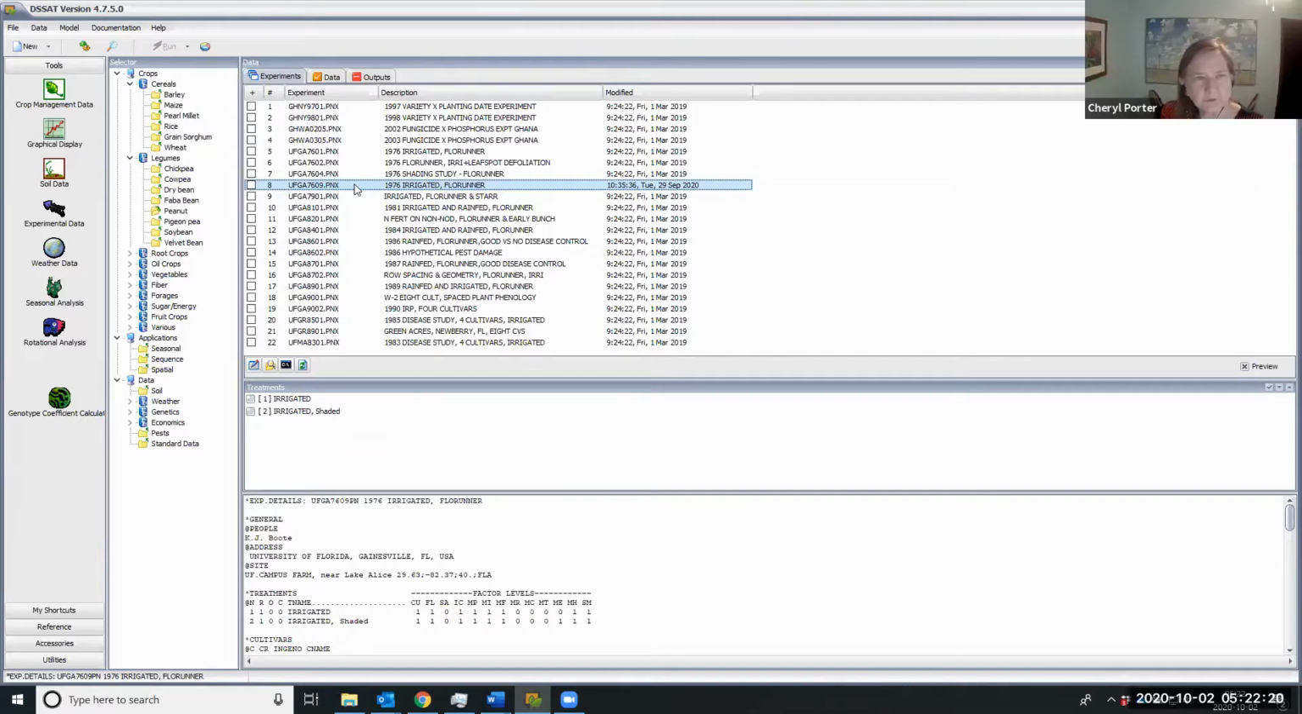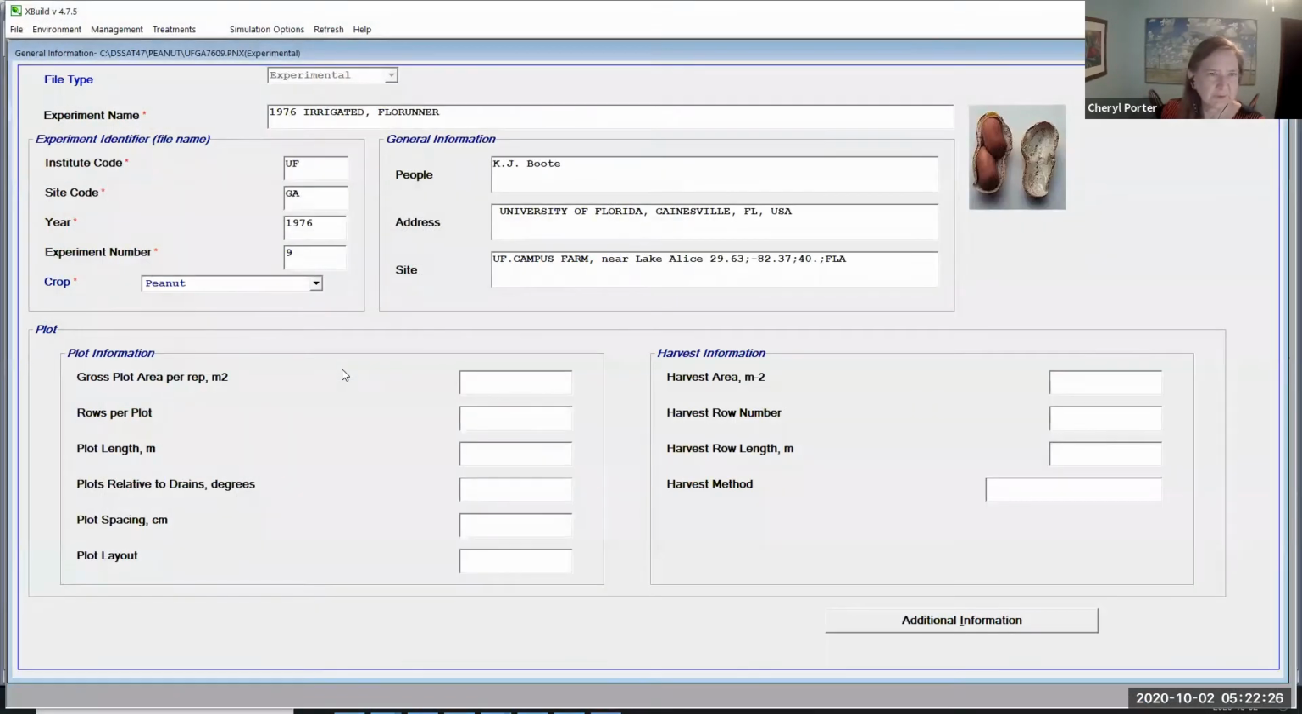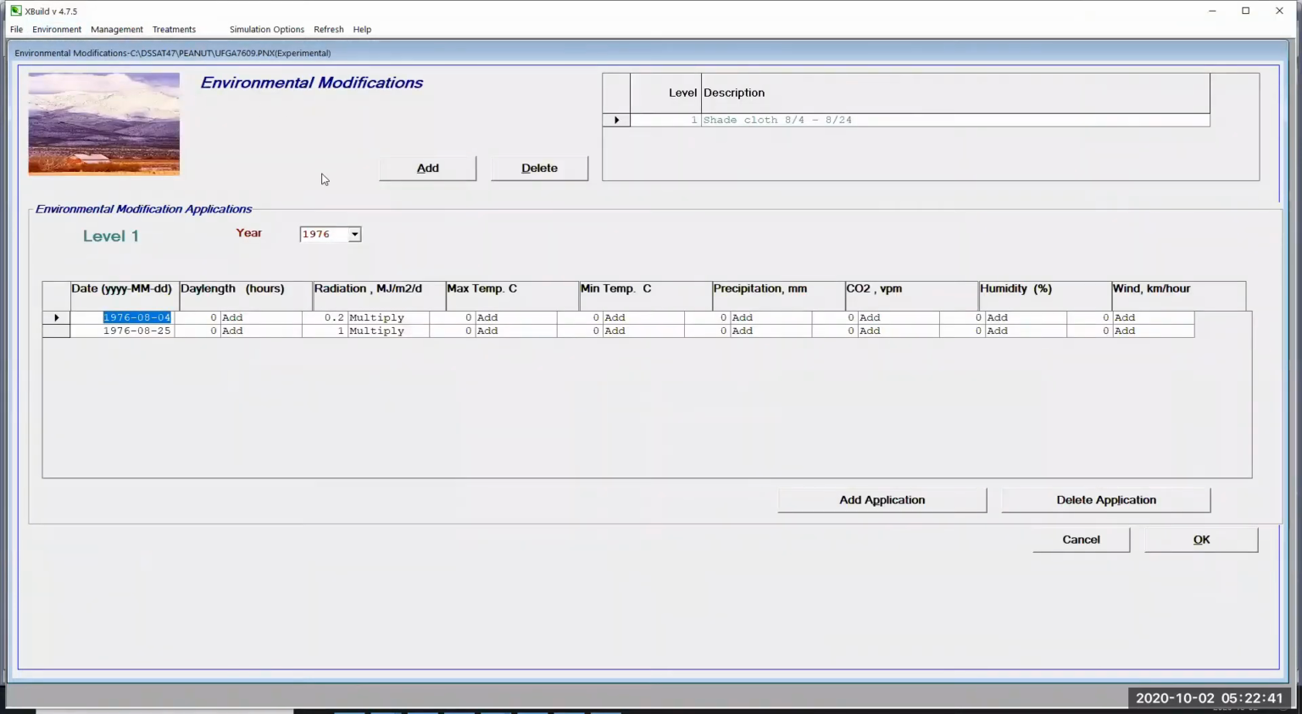Okay, so I'm going to first open this with XBuild and just take a look at the environmental modifications that you had to add. Okay, so I'm going to go to environmental modifications.